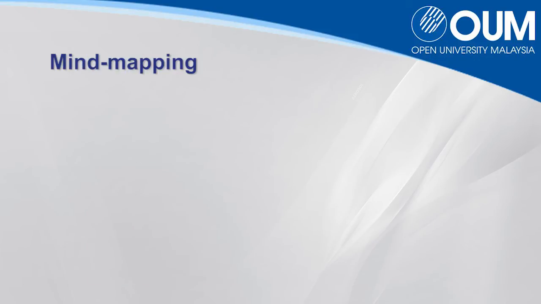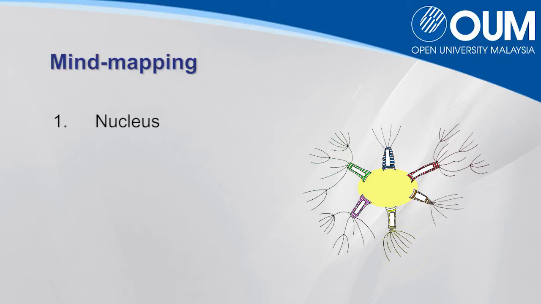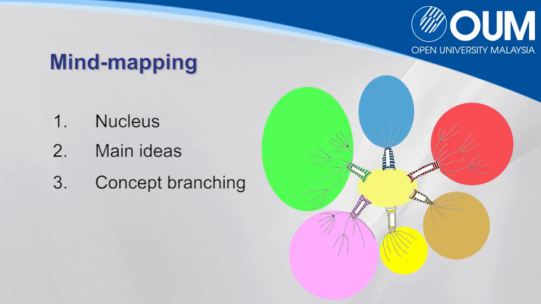A very useful form of note-taking or note-making is the use of mind maps. Here you find a central idea which forms the nucleus, and then the ideas are branched out into the main ideas of the field, and then you branch out into the parts of the concepts that are supportive of the main ideas and the nucleus.